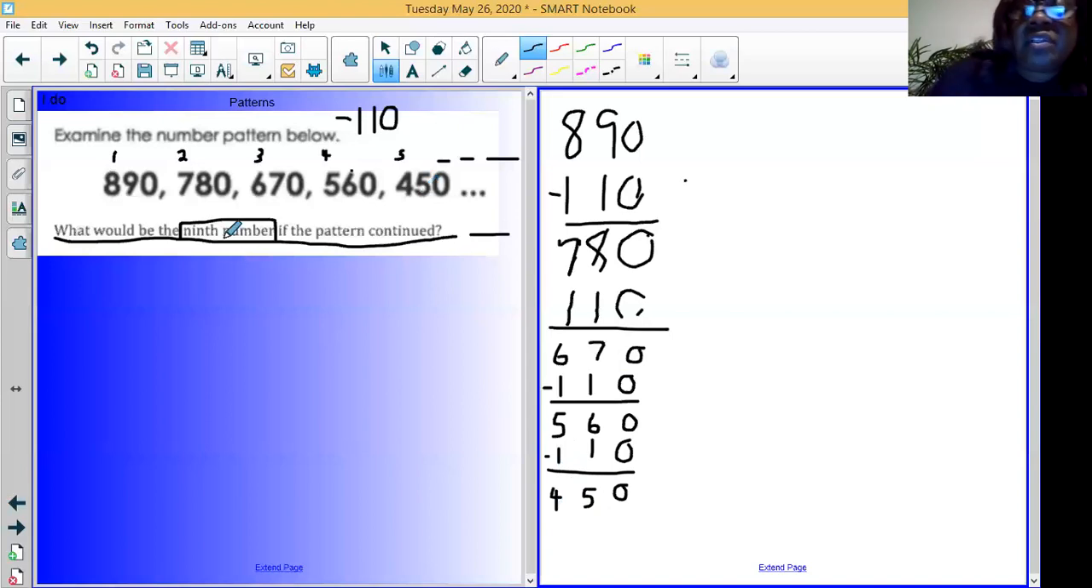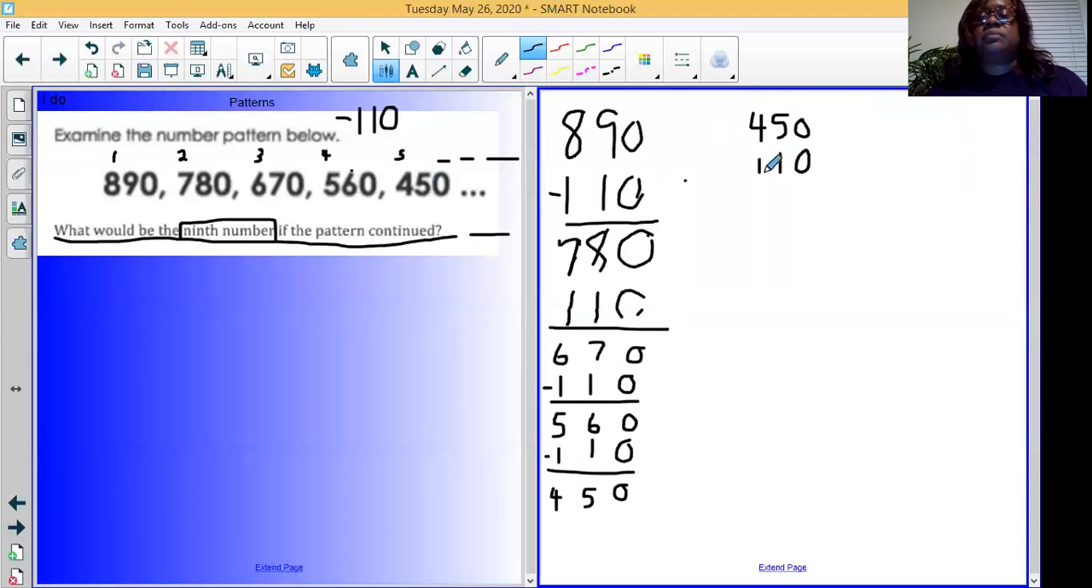Now again, we're looking for the ninth number. Okay, so we're at 450, and I'm going to put it up here where you can see it. 450. And we're going to subtract 110 from that. All right, I'll pause right there and let you catch up.